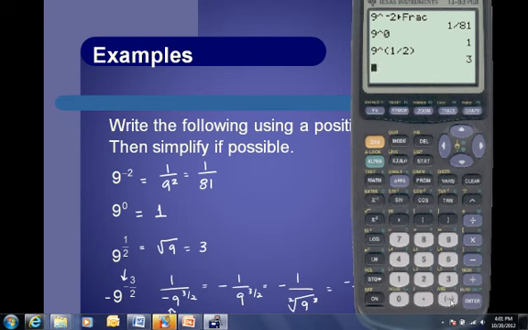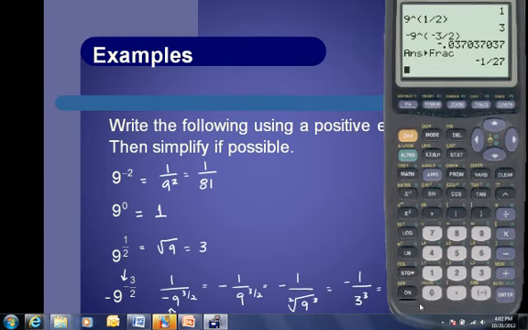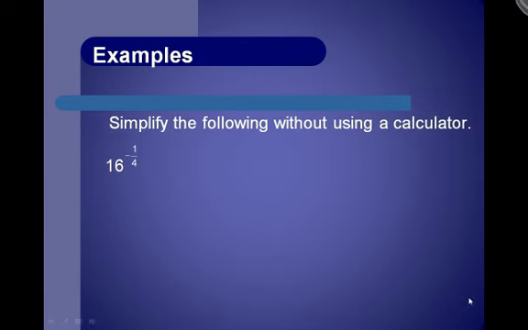And then the last one would be negative 9 to the power of, then in parentheses, negative 3 divided by 2, which when we hit enter, we get our answer. So we'll go back to math, fraction, enter, and we get negative 1 over 27, which is what we had. Let's do a few more examples without using a calculator.